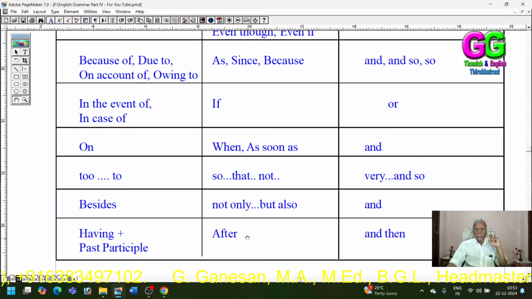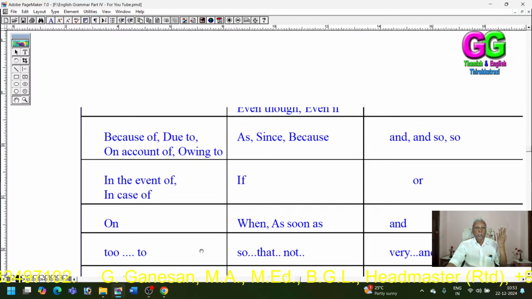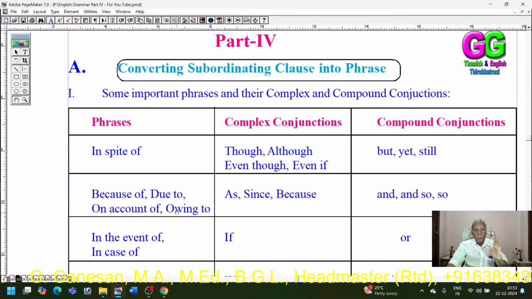complex conjunction after, compound conjunction. And then be extremely careful regarding these grammatical factors: phrase, complex conjunction and compound conjunctions. When you read either your books or your story or anything else, you would be knowing it. If you fix it in your memory then it will be easy to understand whether it is prose or grammar or poems, whatever it is.